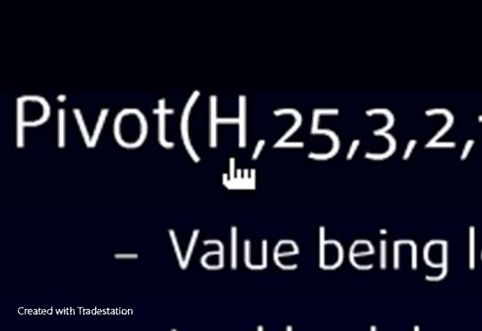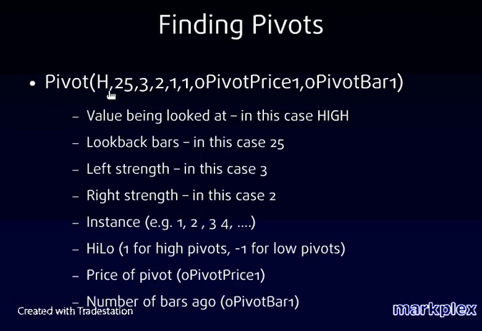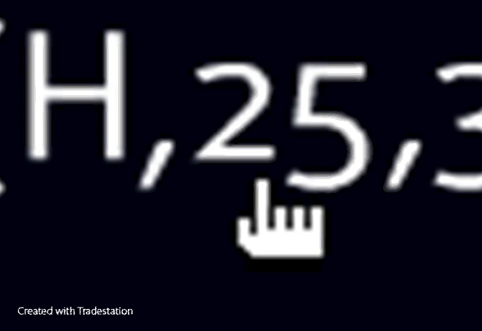So the first argument is the value being looked at. Now it could be high, could be low, could be anything you want to look at, but typically a high or a low when we're looking at charts. The next figure is the number of look-back bars. This means how many bars the function is going to look at on the chart to determine whether a pivot has taken place or not.